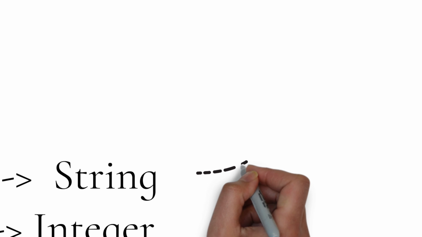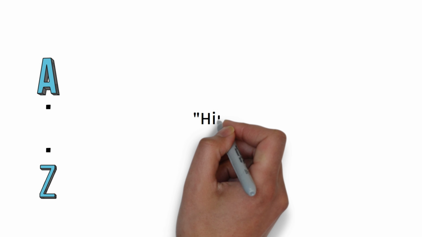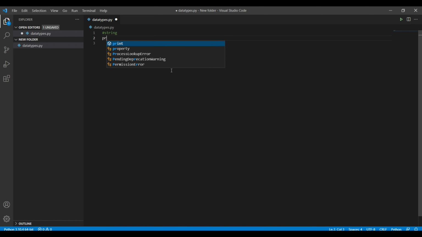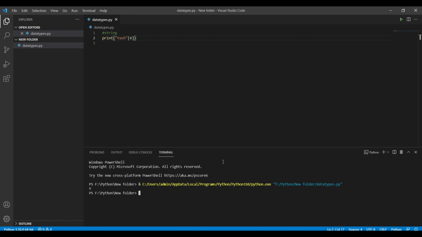So starting with string is nothing but the collection of characters, and in Python or any other programming language, anything declared inside double quotes is considered as string. तो अगर मैंने यहाँ पर एक string लिया है, that is my name यश. So if I want to print only y, then I will use the index of that string. तो आप देख सकते हैं यहाँ पर y print हुआ है.